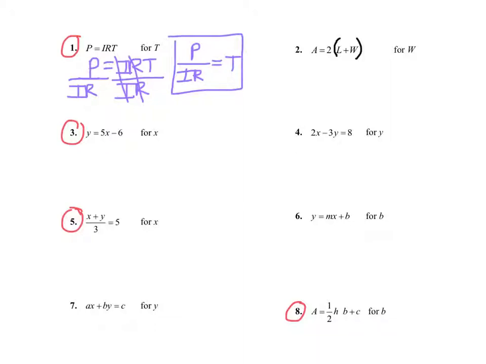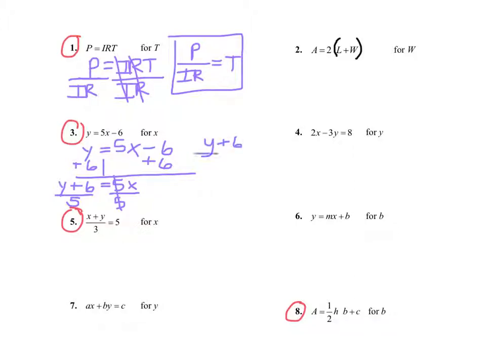Next one. The next one looks a lot like y equals mx plus b, except it's y equals 5x minus 6. So there are a few numbers in some of these formulas, as we've seen here and there. Again, we're going to reverse addition and subtraction. So in this case, reverse subtraction, add 6 to each side. We get y plus 6 equals 5x. Then we reverse the multiplication by dividing. So divide both sides by 5. And that means y plus 6 all over 5 is equal to x. And that one is done.